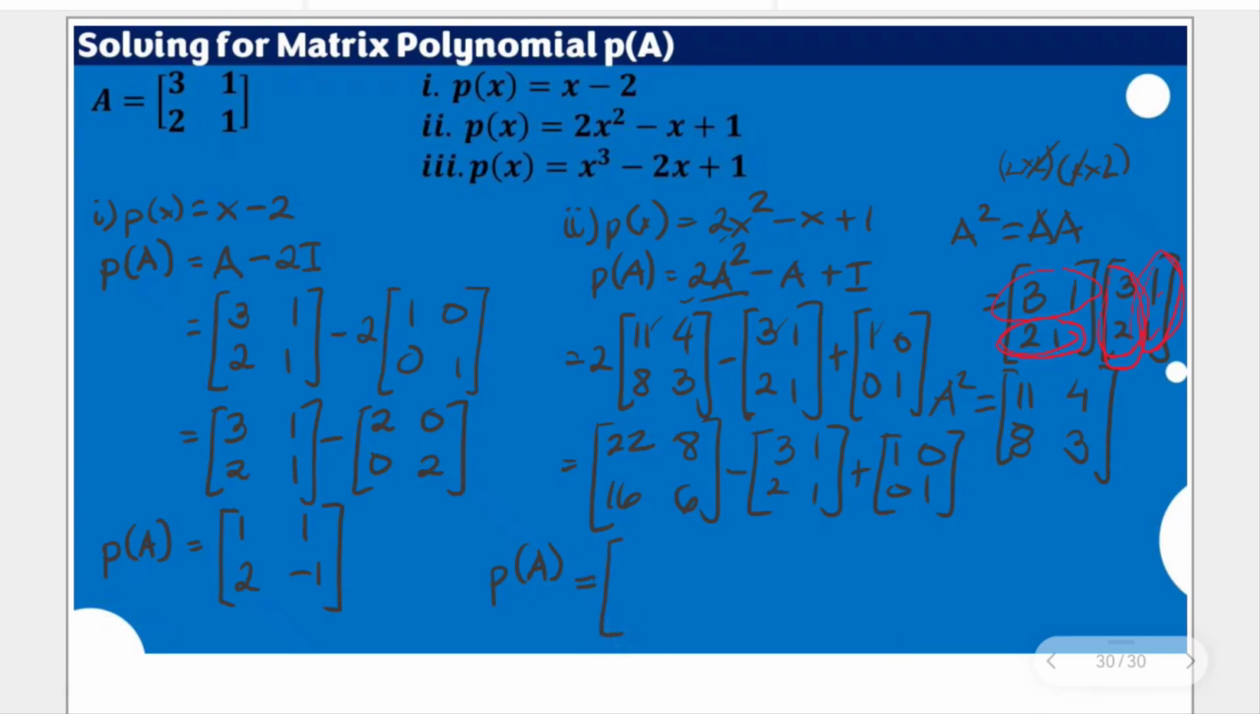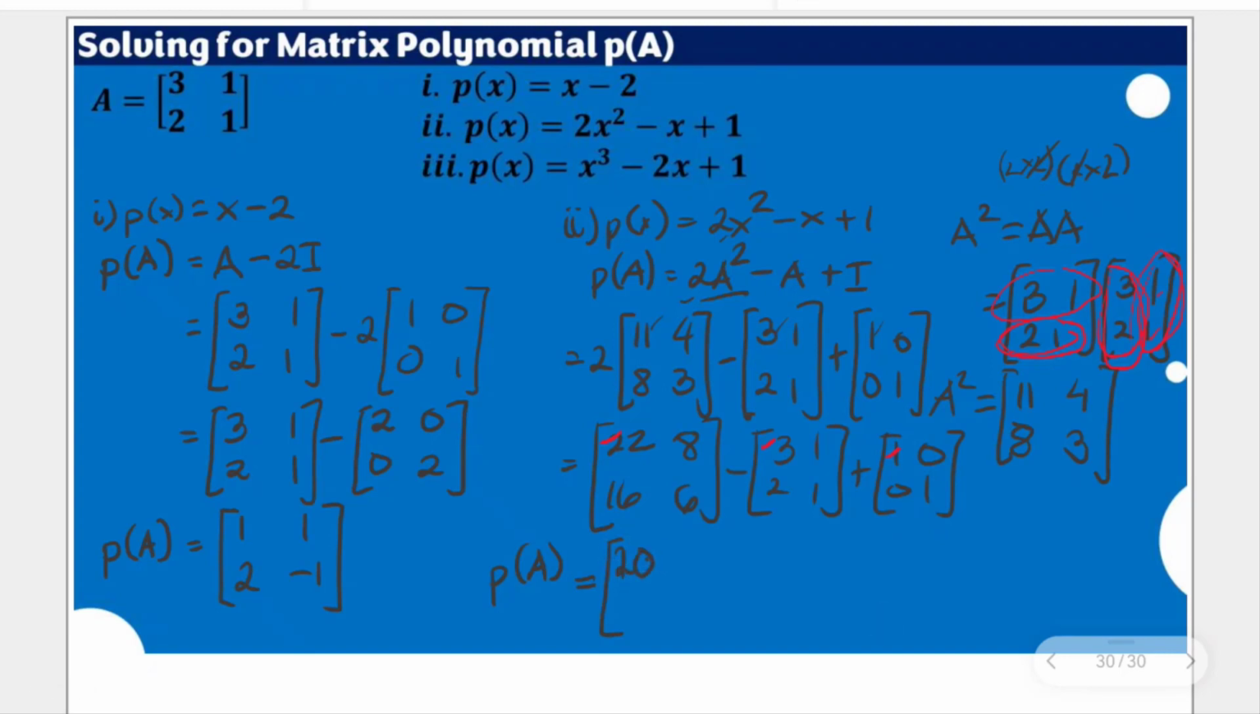Let's use another color for the operation. 22 plus 3 is... minus, rather, is 19 plus 1. You will have a result of 20.